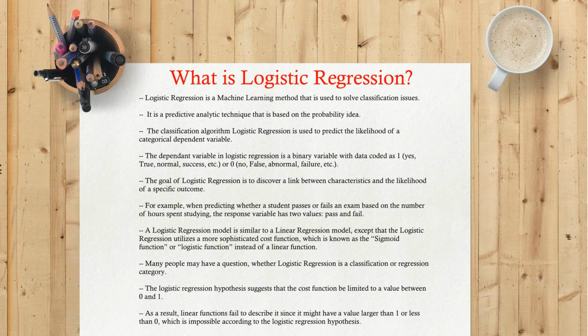A logistic regression model is similar to a linear regression model, except that logistic regression utilizes a more sophisticated cost function, which is known as the sigmoid function, or logistic function, instead of a linear function. Many people may have a question: whether logistic regression is a classification or regression category. The logistic regression hypothesis suggests that the cost function be limited to a value between 0 and 1. As a result, linear functions fail to describe it, since it might have a value larger than 1, or less than 0, which is impossible according to the logistic regression hypothesis.